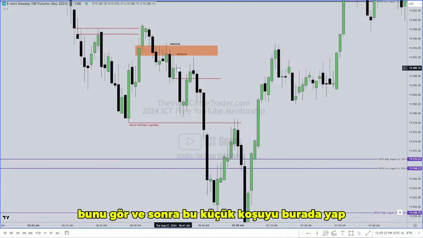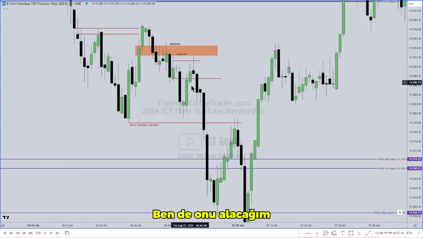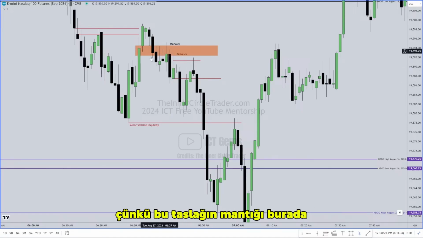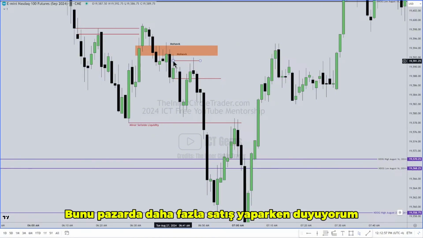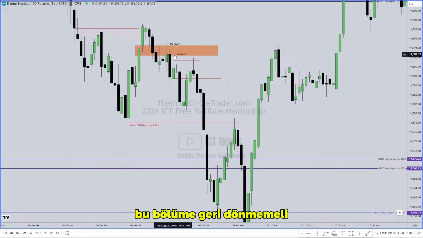See that? And then this little run here, it's me using this wick. And as it slammed up into that, I said, oh, I'll take that too, trusting that my stop loss is not going to get hit because of the logic I just outlined all here. But it slams up into it. As soon as it touches the consequent encroachment from that level, I'm hammering it right at the market, selling more. Now, I'm expecting, because it did this, it should not trade back into this portion of this inefficiency.